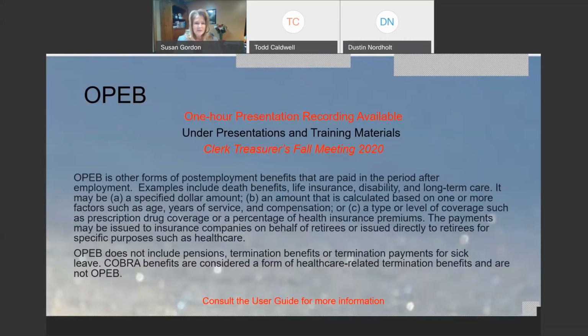and the meeting materials. OPEB is just other post-employment benefits. That's paid, of course, after employment. And it would include such things like death benefits or life insurance or disability or long-term care. It does not include pensions, termination of benefits, or termination payments for sick leave, and it is not COBRA. And again, watch that video presentation, take a look at those meeting materials. Also take a look in the user guide. There's a lot of detail in that as well for you to look at as you complete the OPEB section.